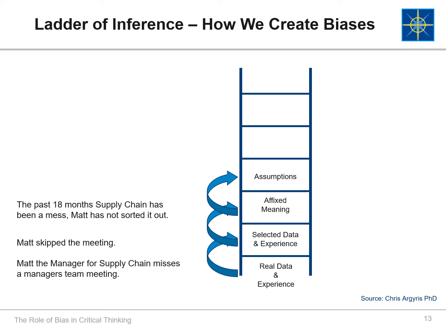With a meaning assigned to the data that was based on our biases, we can make assumptions. This means we may ignore all other perspectives and facts and arrive at conclusions on what is happening. Matt is taking advantage of working remotely, sleeping in, and not interested in the success of the organization.